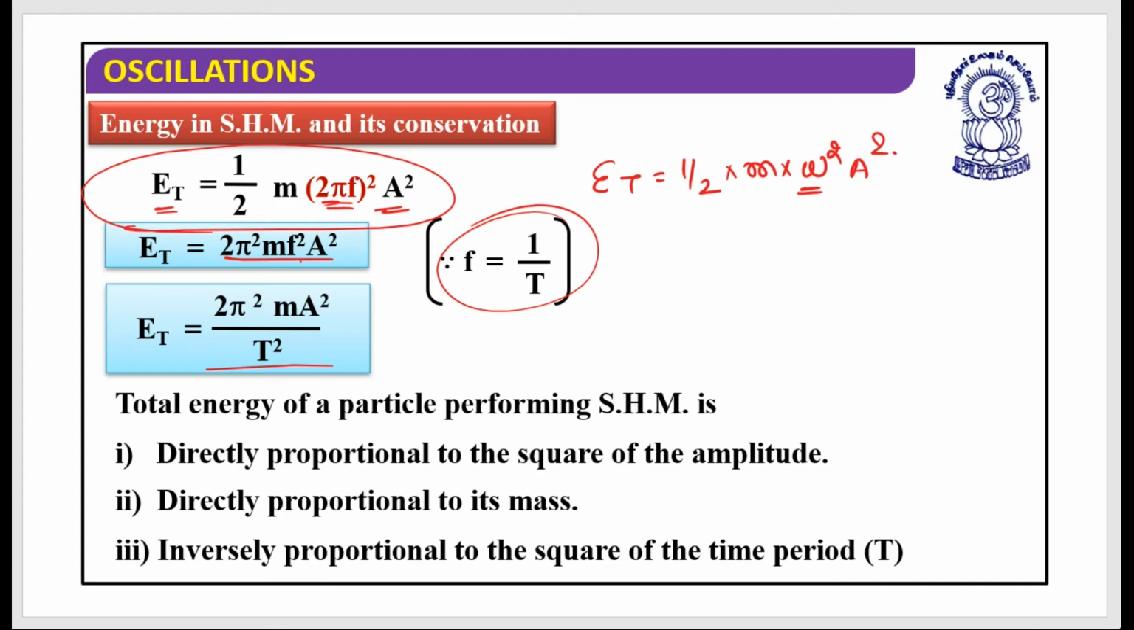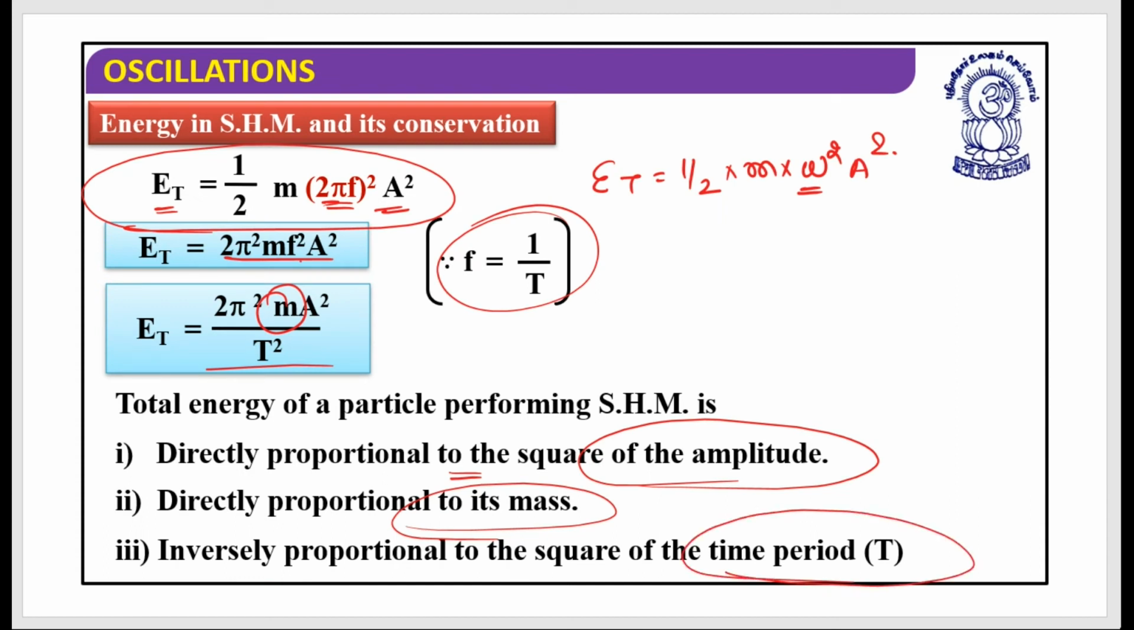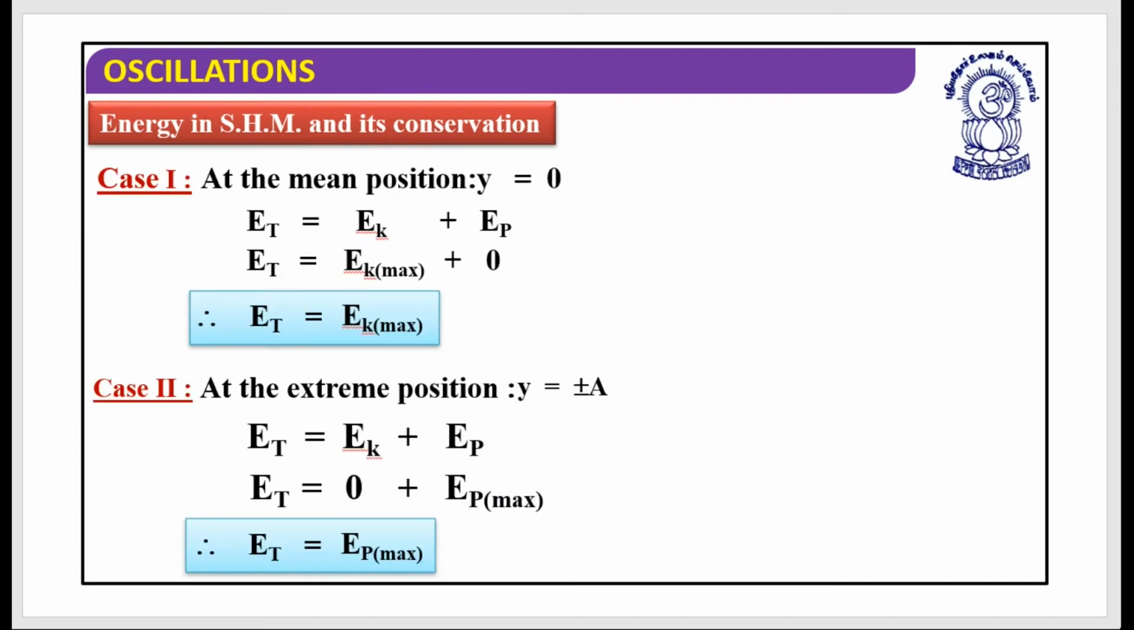So the total energy of a particle performing SHM is directly proportional to the square of the amplitude, directly proportional to its mass, and inversely proportional to the square of the time period T. Do you understand this? Great.